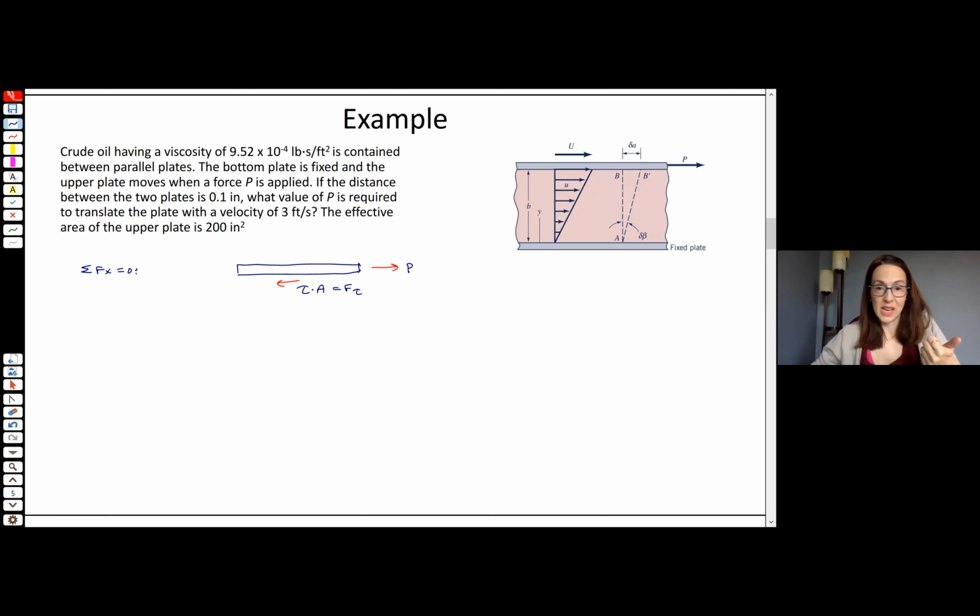We need to find P, that's not given. They're asking us what value of P. Do we have tau? No, it's not given, but we can calculate it with what we just learned about Newtonian fluids. We're going to assume this fluid is Newtonian because they haven't hinted that it's not. And we've got the area of the plate. So let's go ahead and use that Newtonian fluid formula that we just learned on the last page and solve this problem. Okay.